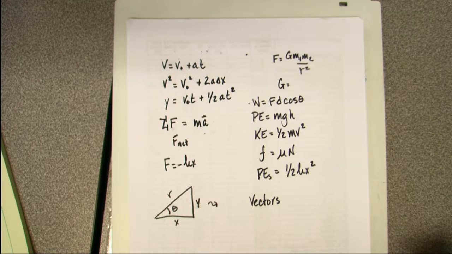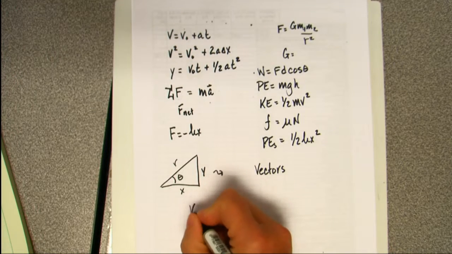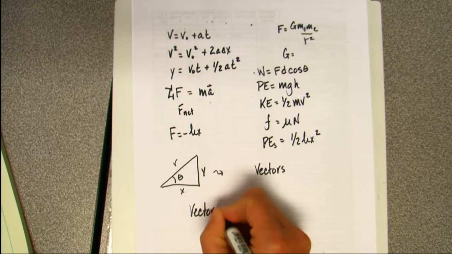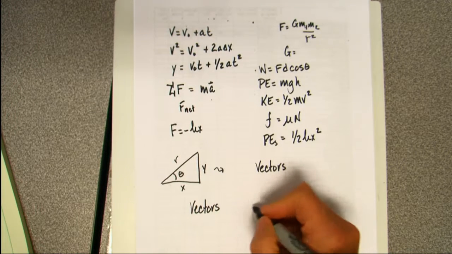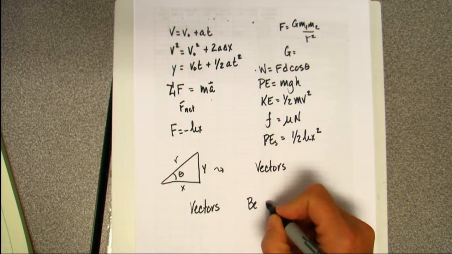Okay? All right, so that's what I'd make sure is on my cheat sheet. Things that I would review. Vectors. Be able to calculate tensions.